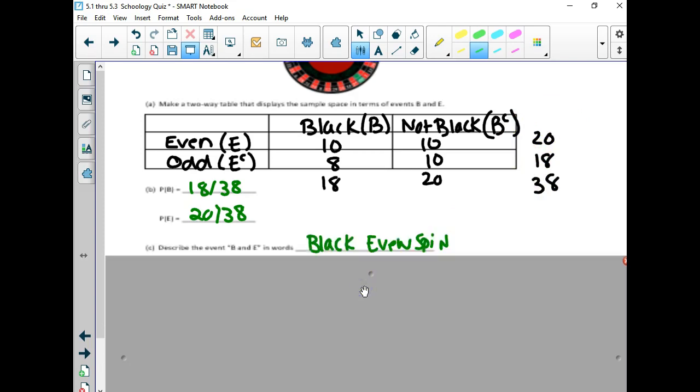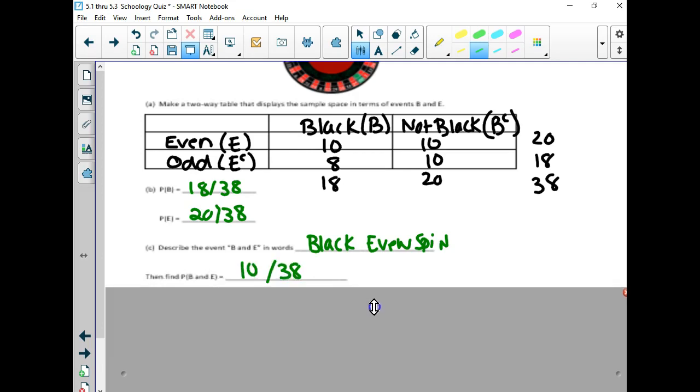Describe the events B and E in words. That means you're going to have a spin and you're going to get a slot that is black with an even number. The probability of a black and an even number when you spin, well, there's 10 black and even numbers out of a total of 38, 10 out of 38.